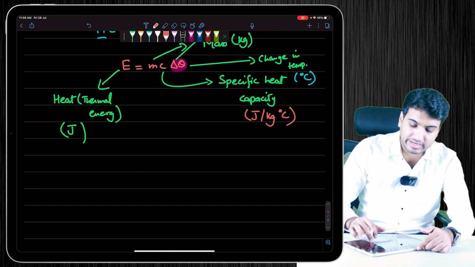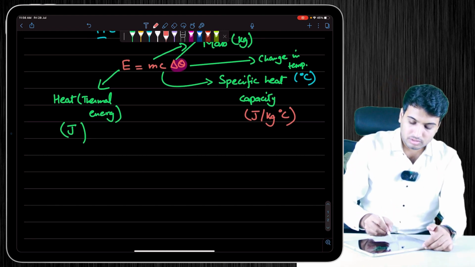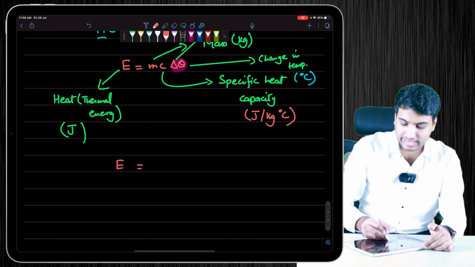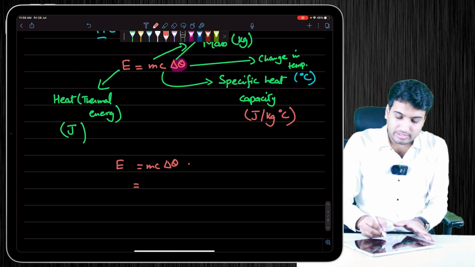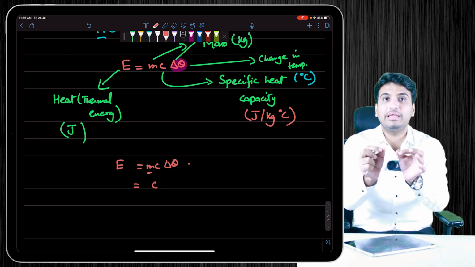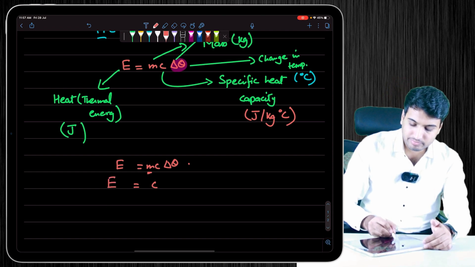Alright. So if we need to find specific heat capacity in any question, we need to make c the subject of the expression. So we have E equals mc delta theta. Okay, so if we need to find c, here m and delta theta are both being multiplied by c. So when they go to the other side, they will be divided. So c would be E divided by m delta theta.